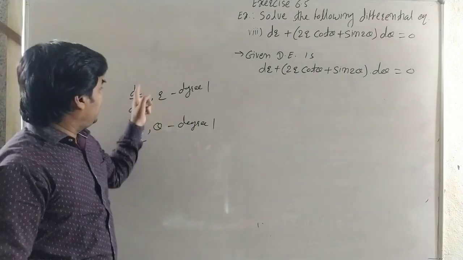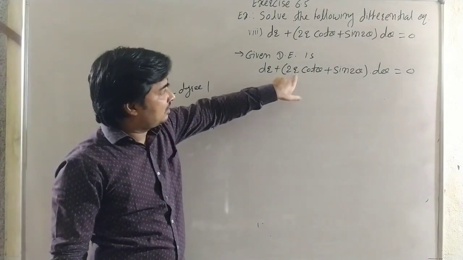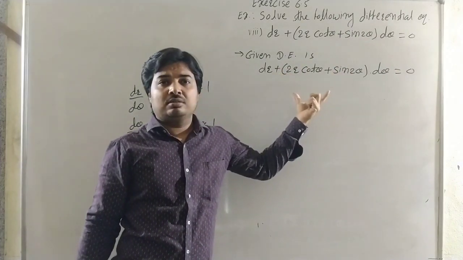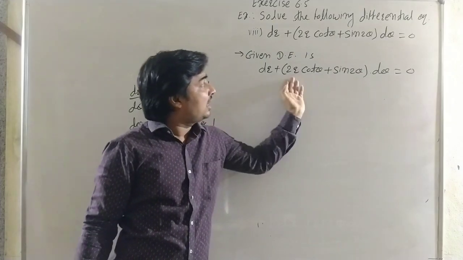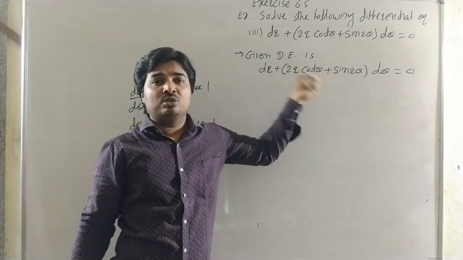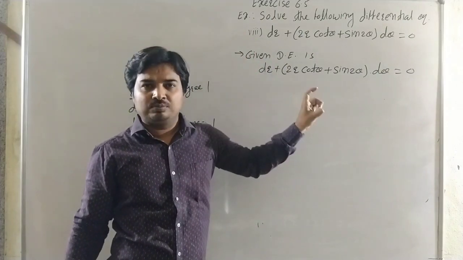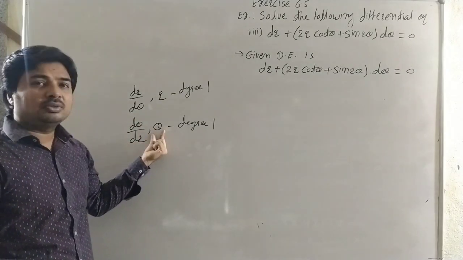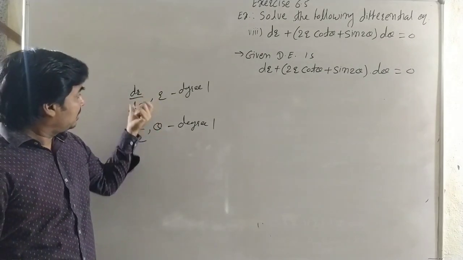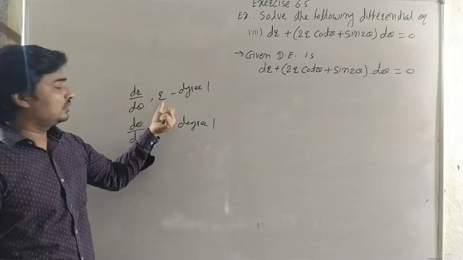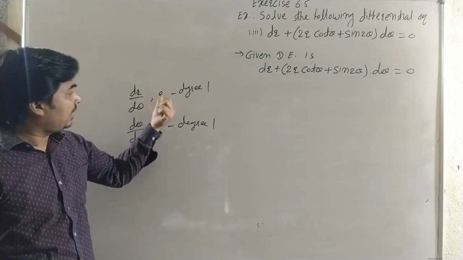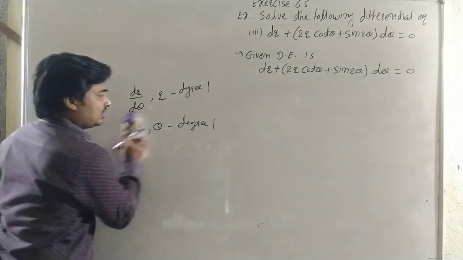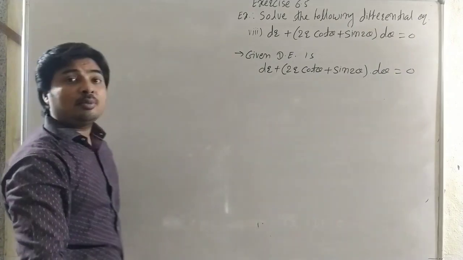But when we write dr by d theta, r has power 1. When we write d theta by dr, there is a theta here, but it is an angle, so we cannot say the degree of theta. The degree of d theta by dr is 1, but the degree of theta we cannot say. But if we write it in the form dr by d theta, then the degree of dr by d theta is 1 and the degree of r is also 1. So here we write the differential equation in the form of dr by d theta.